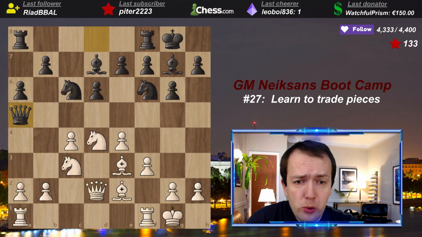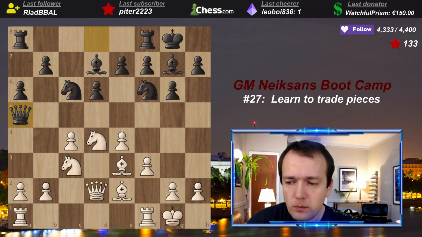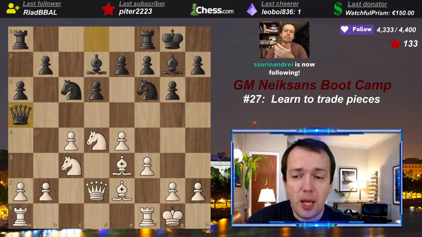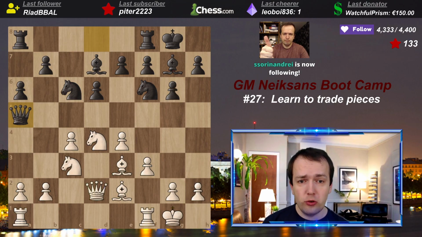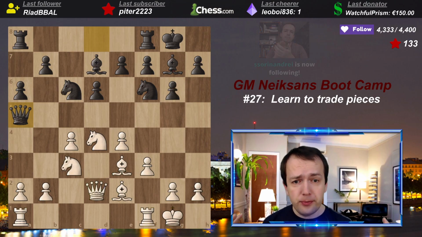Now let's talk a little about the trading rules when you have a space advantage. So what do you think? What kind of rules could apply? What's a space advantage, right? I mean, I have more space.